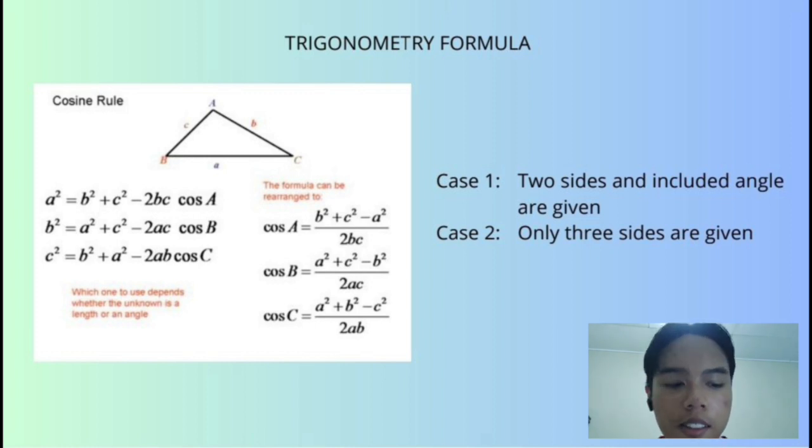The second case is when all three sides are given. For this case, the questions usually ask us to find the angle. We can use the formula cos A equals b squared plus c squared minus a squared, divided by 2bc, to find the angle. Just insert the values of the lengths and calculate as usual.